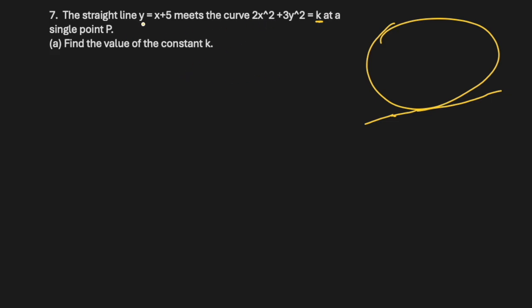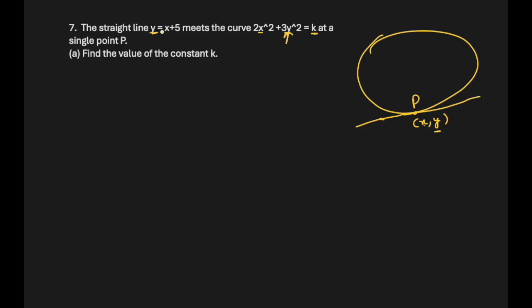Since they are meeting at this point, and the coordinates of this point are x and y, this y is the same here and here, and this x is exactly the same here and here at this point P. So what will we do? We'll substitute this y with its counterpart in the linear equation, x plus 5, and that will give us the point of intersection. So 2x square remains 2x square, but 3y square, in place of y, I will write x plus 5, and is equal to k.